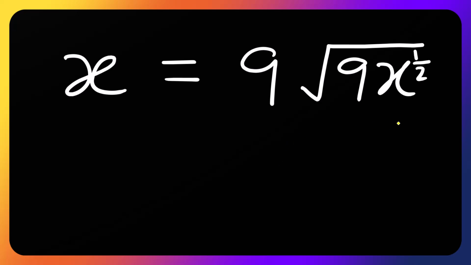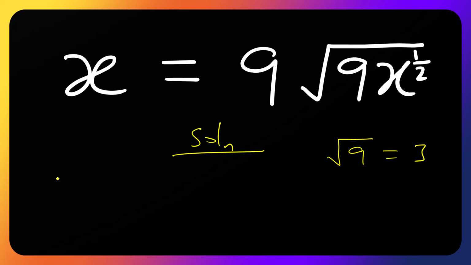How do we solve for x here? We are given x equals 9 times the square root of 9x raised to the half. All right, now I would like to bring this 9 out. Don't forget that the square root of 9 is 3.